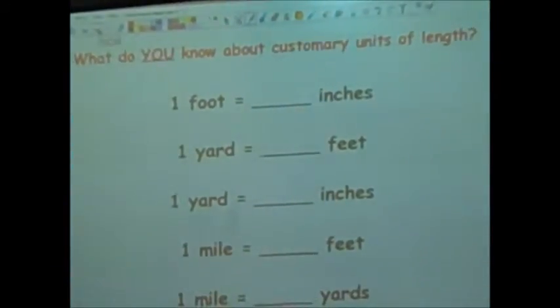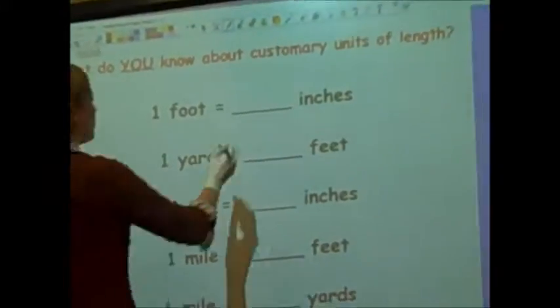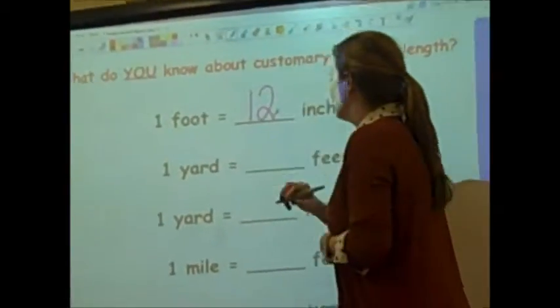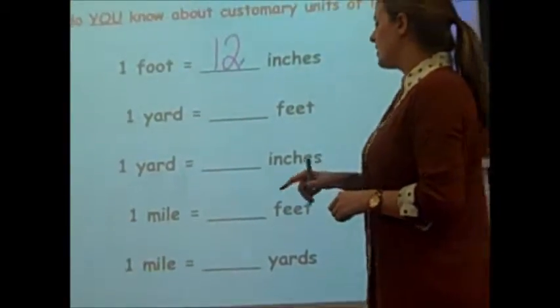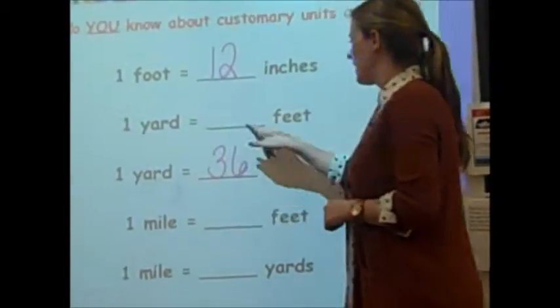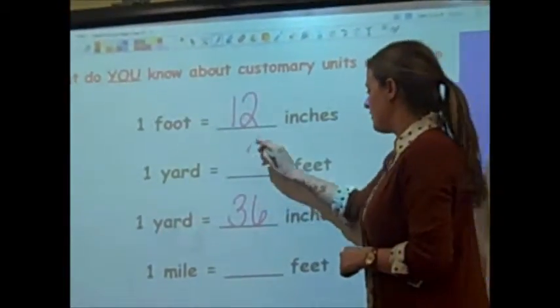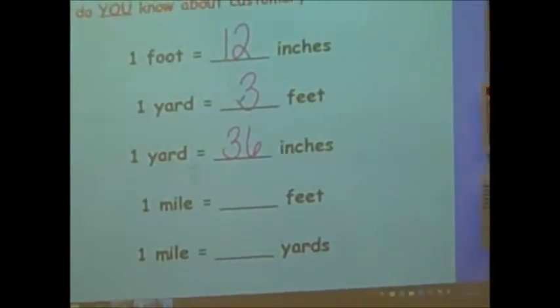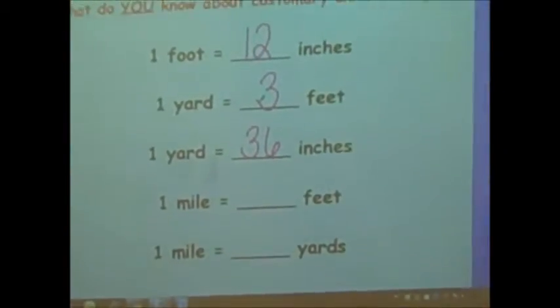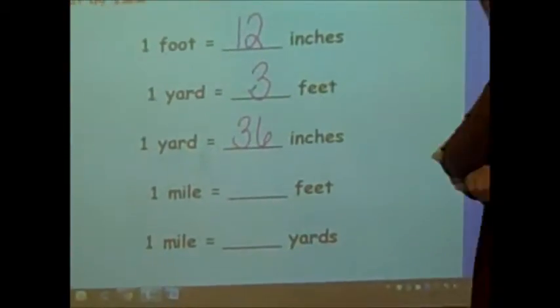1 foot is how many inches? 12. 1 yard is how many feet? 1 yard is 36 inches, but how many feet is that? Oh, I'm sorry, 3 feet. Anybody know how many feet there are in 1 mile? 5,280.